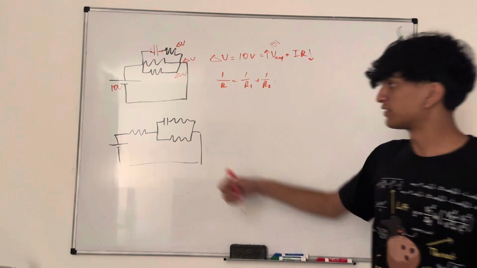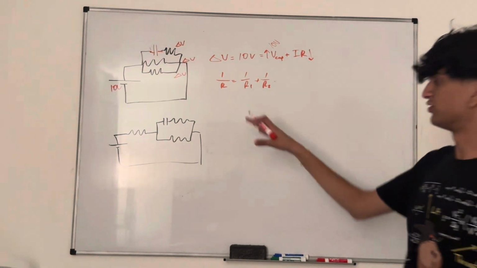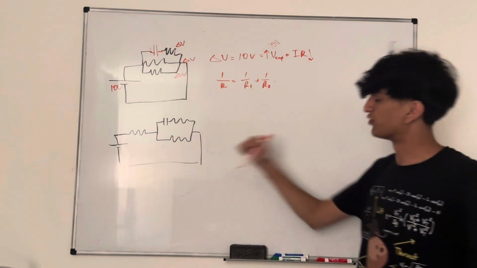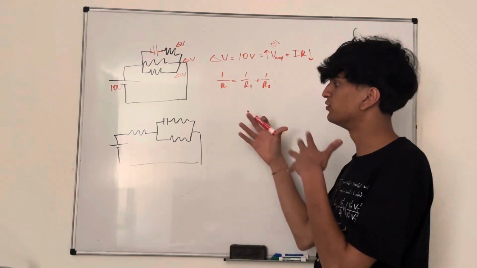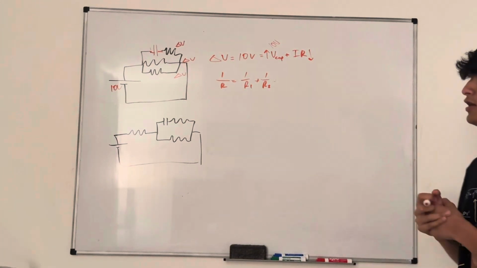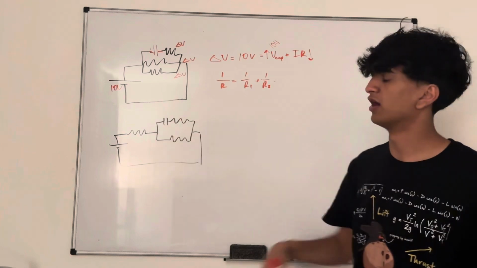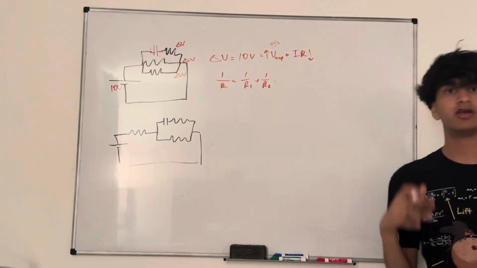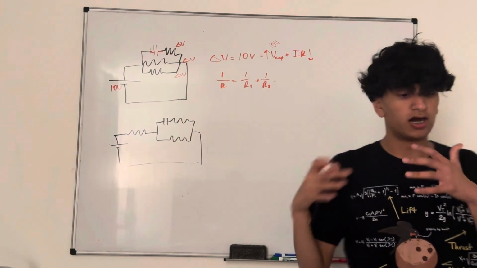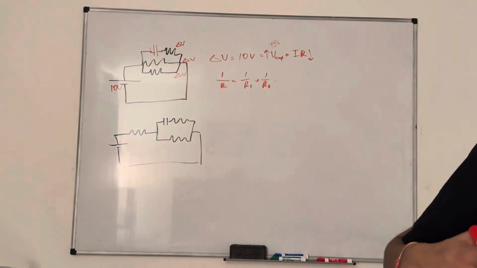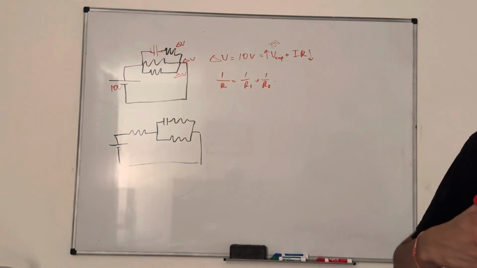Cool. Now let's take a look at this next circuit. For this circuit, we have a series and parallel mix. Same idea: we have resistor, resistor, resistor, and then a capacitor in front of it. So we're going to see what happens. What was the question asked?